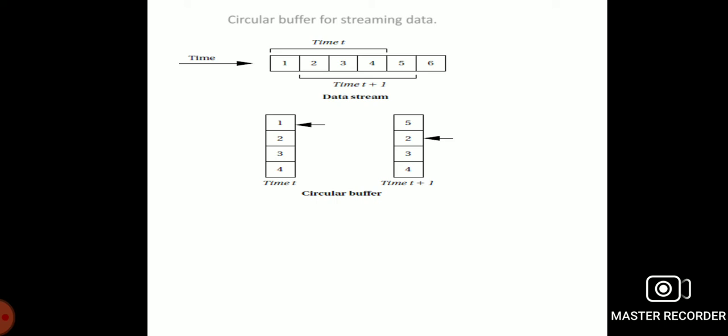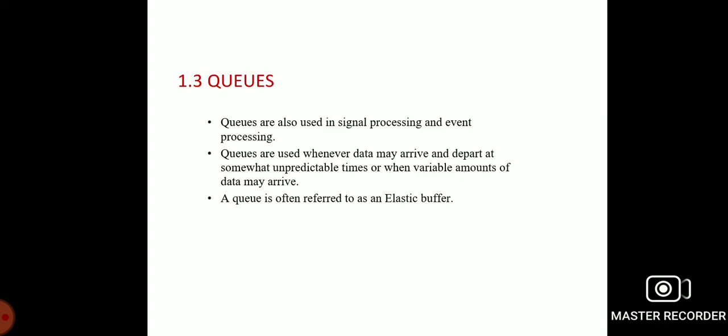And also the queue functions. What are the queue functions? Queues are used in signal processing and event processing. That is, they are used whenever data may arrive and depart at somewhat unpredictable times, that is, at unavailable intervals of time, or when a variable amount of data may arrive. A queue is often referred to as an elastic buffer.